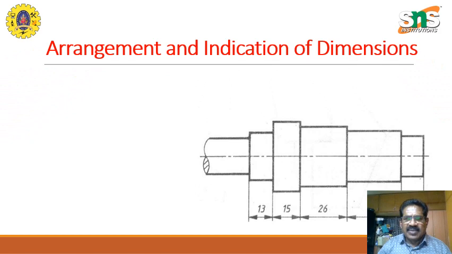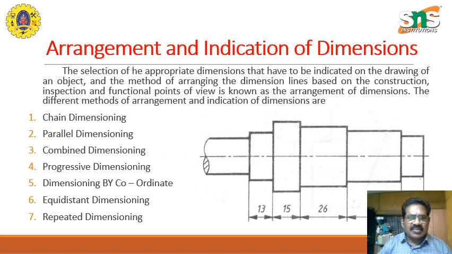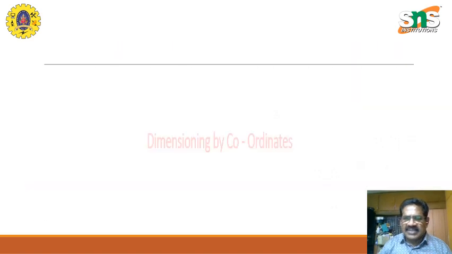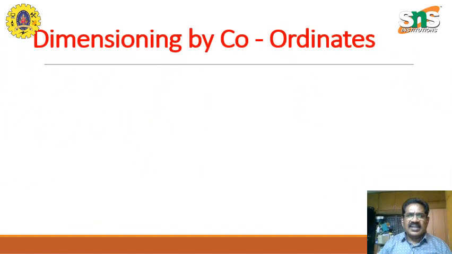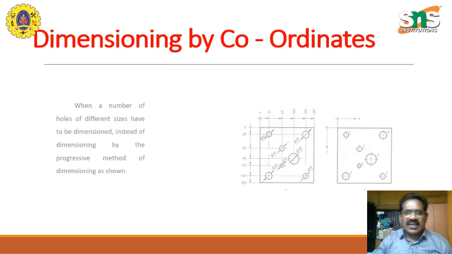And as we already saw in the previous video, the arrangement and indication of dimensions are shown here. We saw chain dimension, we saw parallel dimension, and we saw the combination of chain and parallel dimension, and the progressive dimension. Okay, so this we have seen. Dimensioning by coordinate also we have seen. Let's now look at the dimensioning by coordinate for our understanding.